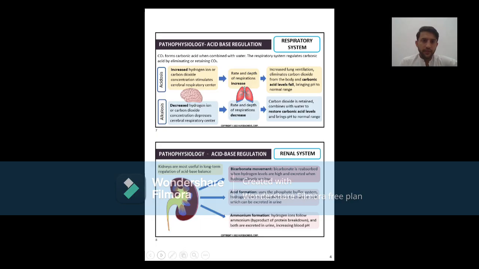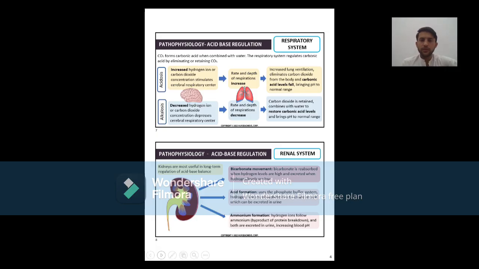If we shed light on the renal system, the kidneys also play a significant role in long-term regulation of acid-base imbalance. Its main component is bicarbonate movement. Bicarbonate is reabsorbed when the hydrogen level is high and excreted when the hydrogen level is low. Bicarbonate is basic in nature. When the body has a low pH, bicarbonate will help to increase the pH level because it is basic.